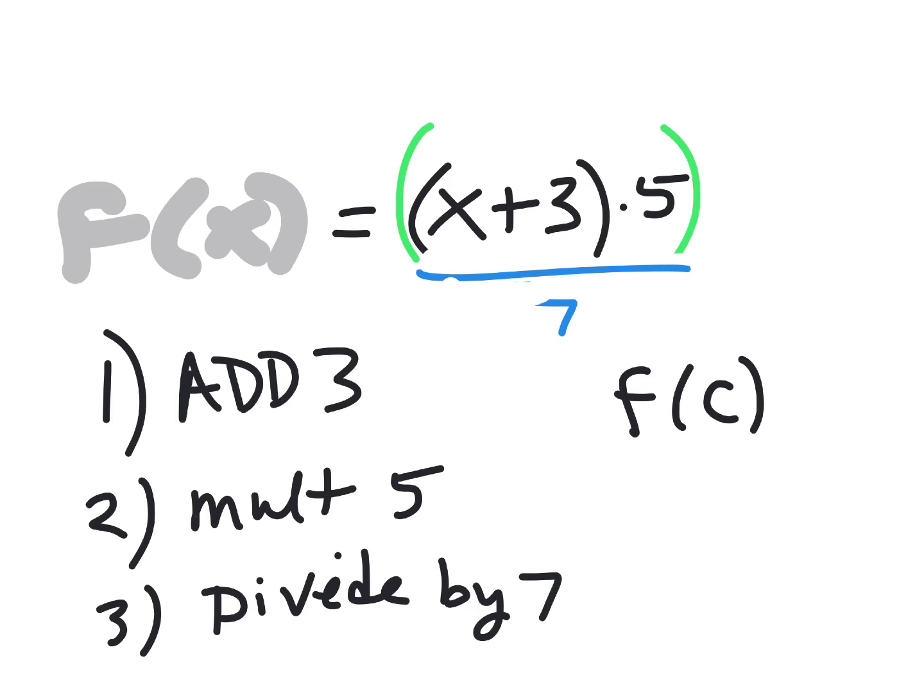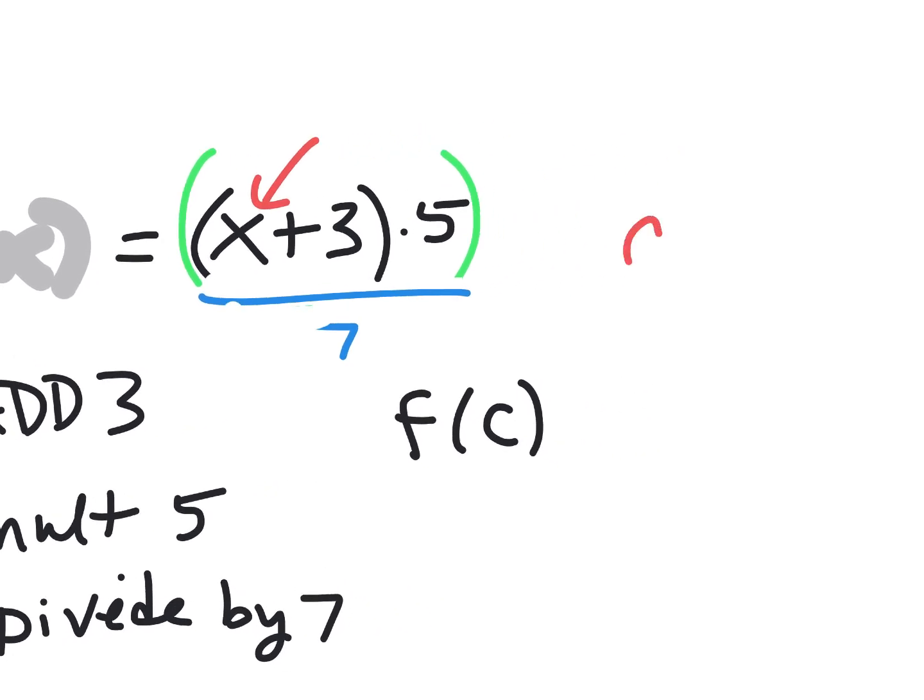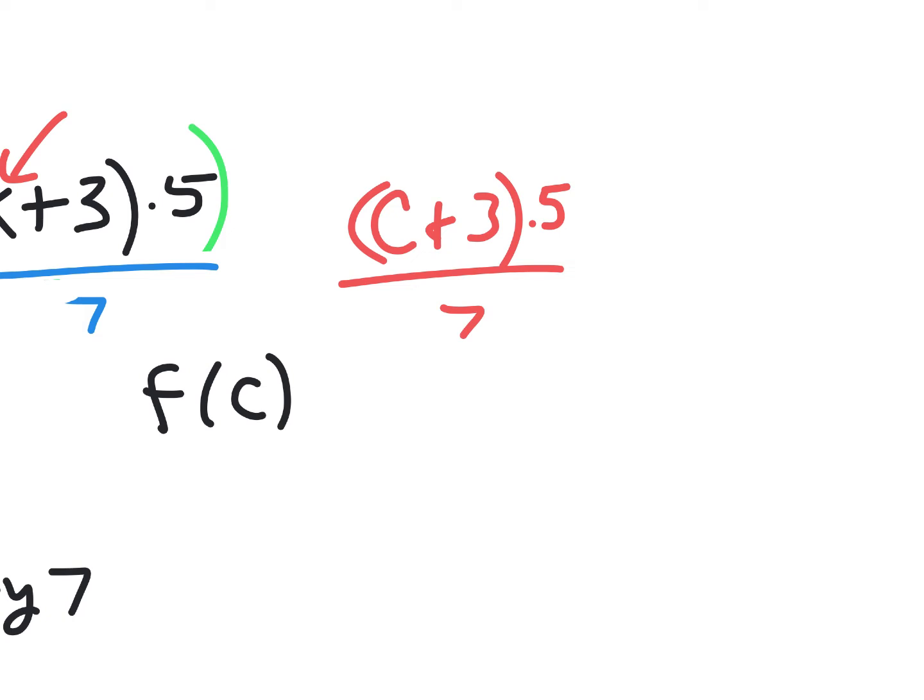It's not that complicated. You just put in a C, but you do need to simplify it down after that. So I'm going to put a C right here, and I'll have C plus 3 in parentheses times 5 all over 7. So then I'm going to distribute that out and say 5C plus 15 all over 7.